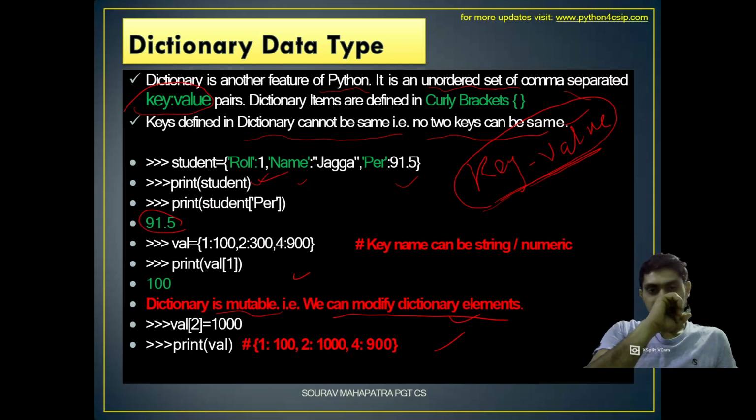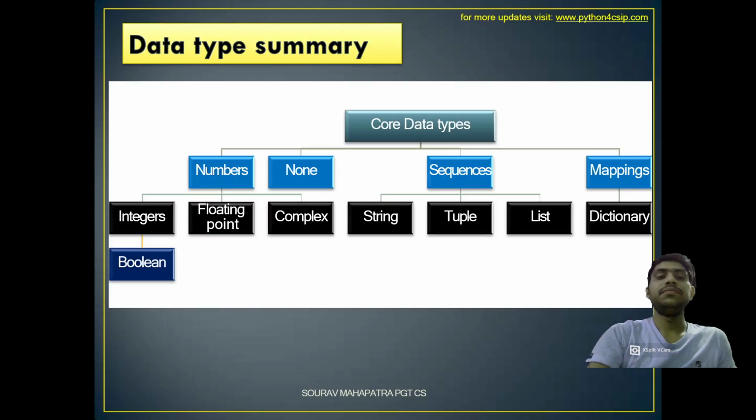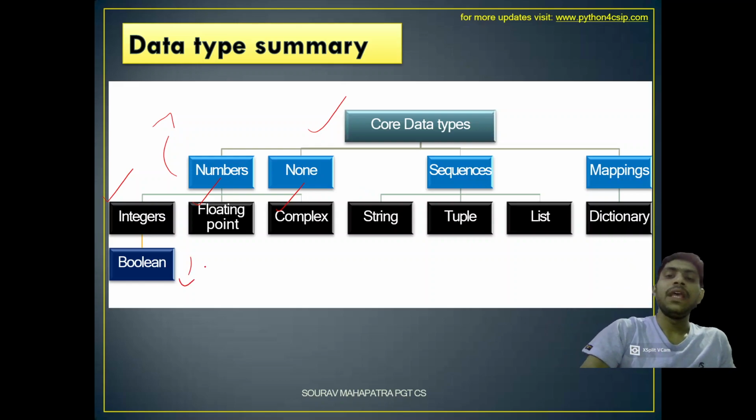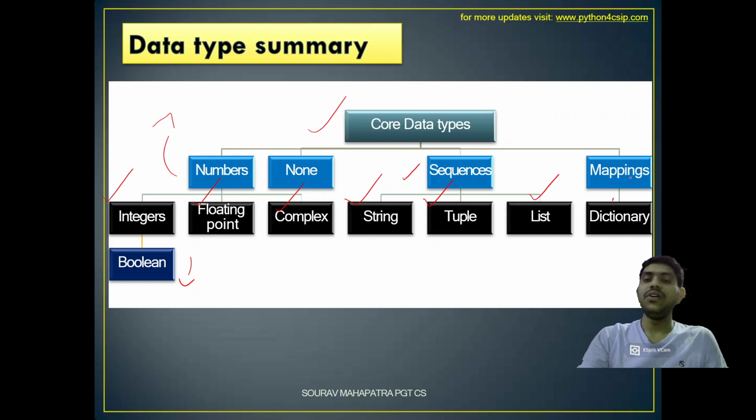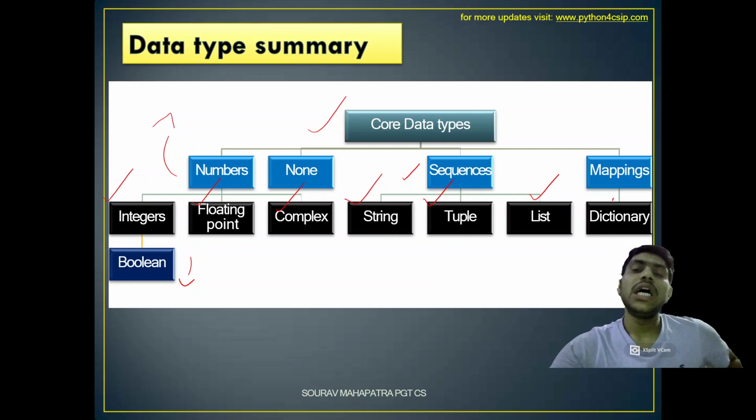Clear? All the data types we have discussed now. Okay, summary. These are the four data types. You can see numbers is divided into integer, floating point number, complex number. Integer again divided into boolean. Okay, then sequence, which includes string, tuple, list. Mapping is dictionary.